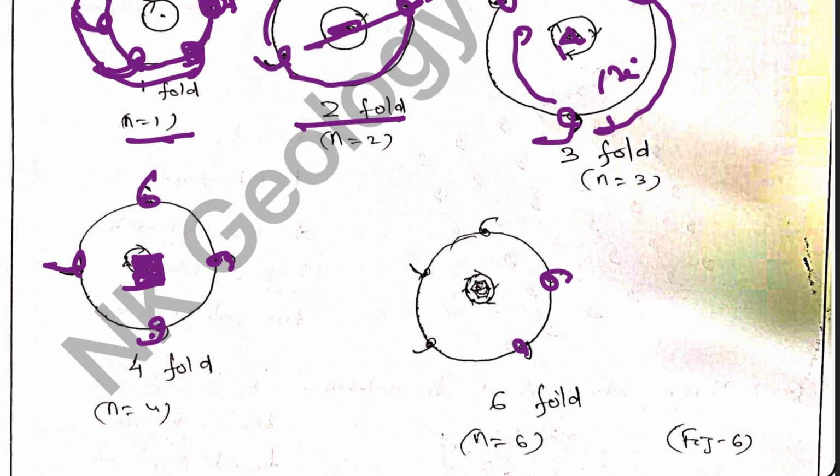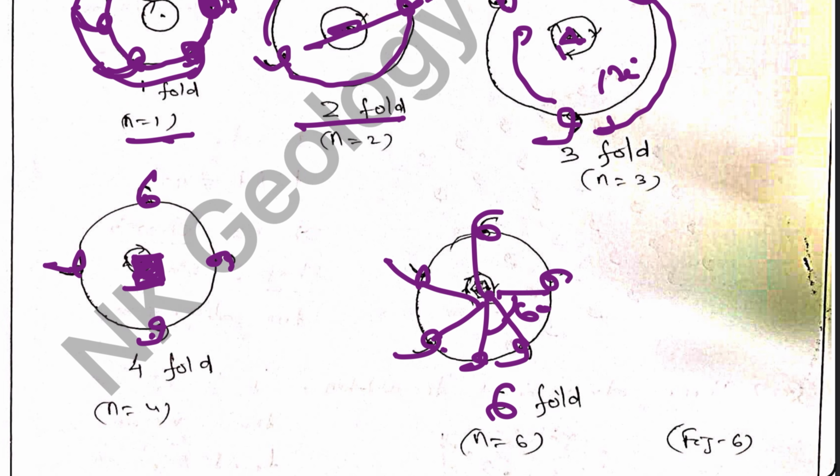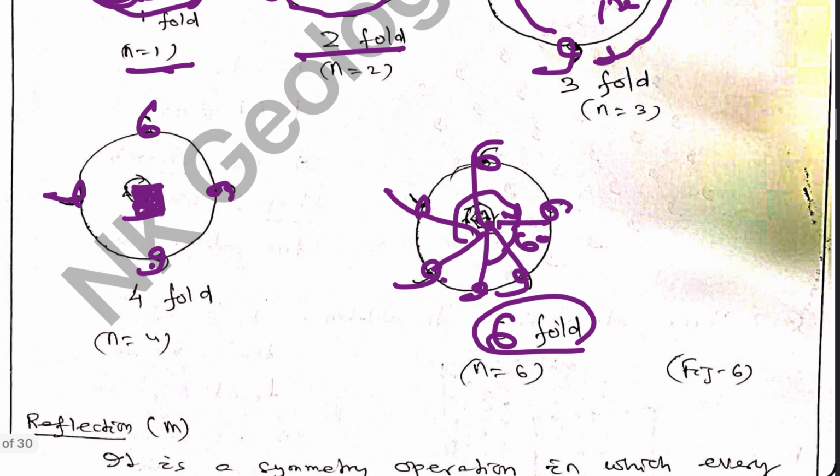If the motifs are occurring like this, that means 1, 2, 3, 4, 5. So this is 6-fold rotation. The same motif is repeated at 60 degree interval, like this. So it will complete 360 degrees, and that axis will be the axis of 6-fold rotation.